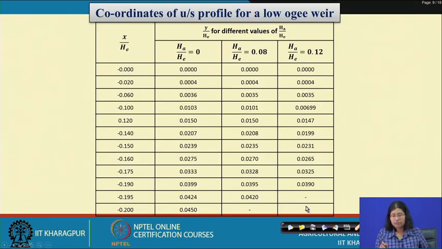Now, the coordinates of the upstream profile for the low ogee weir. So, x by He, and if Ha by He is 0, 0.08 and 0.12, how this profile varies. This kind of table is given for calculating the design problem.